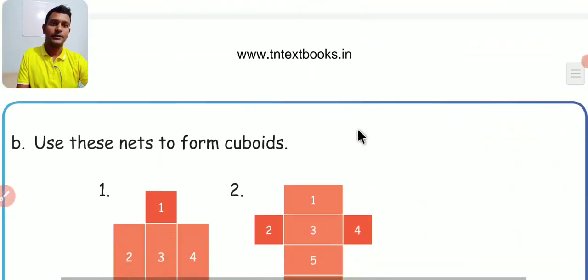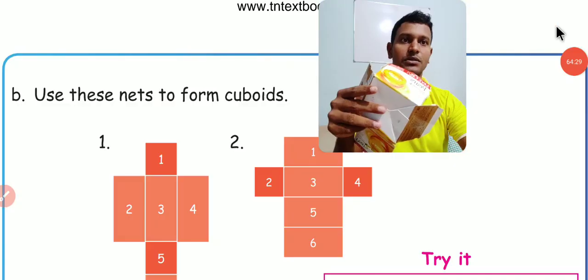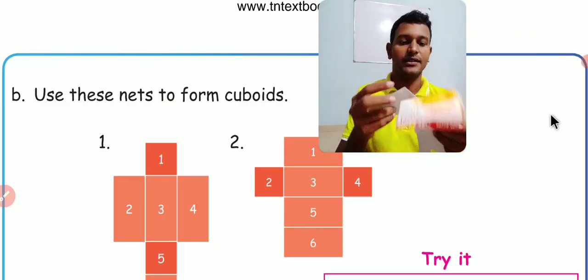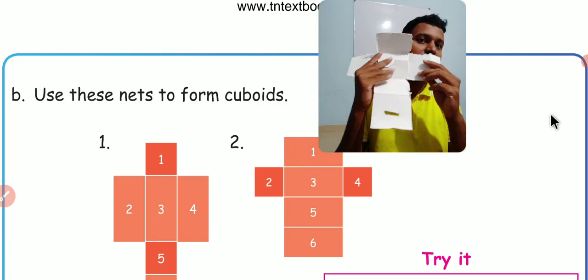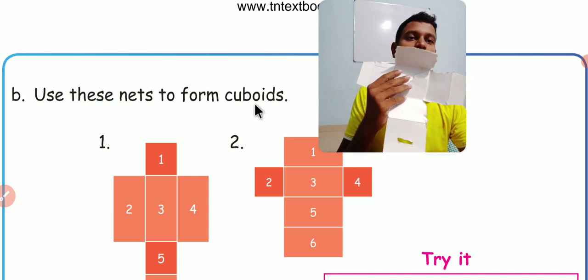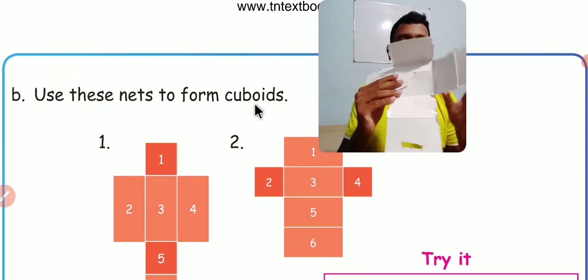Next, using the nets, form cuboids. This is a cuboid shape. Wait and see, I will explain. Now I have the shape like this, in the nets form. Here they are mentioning nets form. Now I'm going to make the cuboid, just by folding.